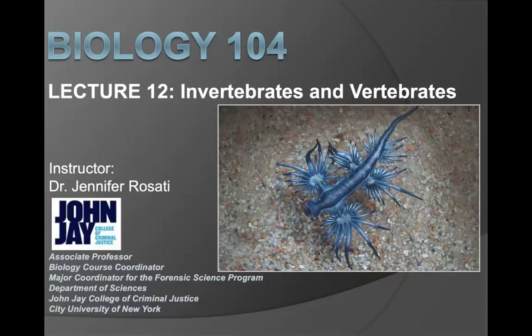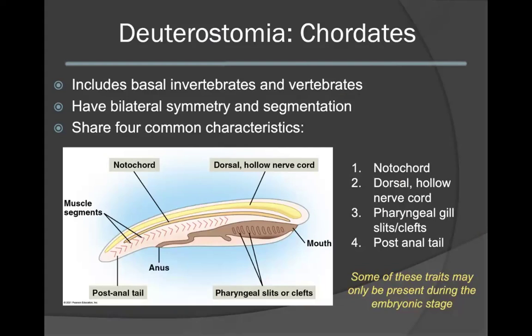the diversity, structure, and function of inverts and vertebrates. The deuterostomes also include the chordates. The chordates are represented by basal invertebrates as well as vertebrates. Chordates have typical bilateral symmetry, and as well they exhibit segmentation.